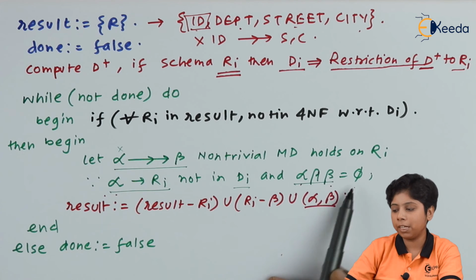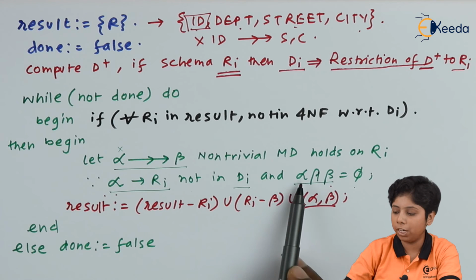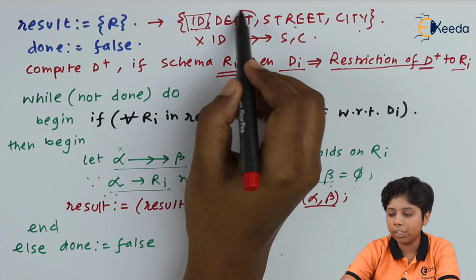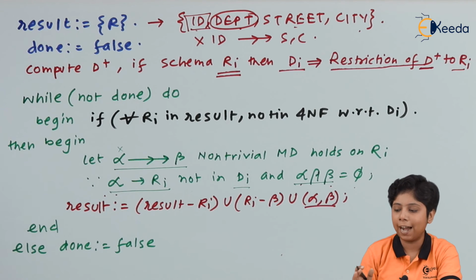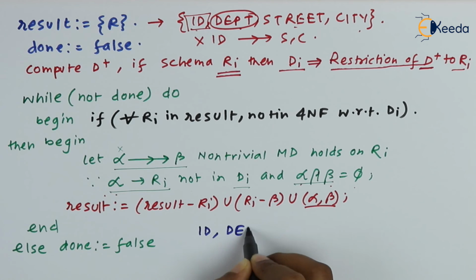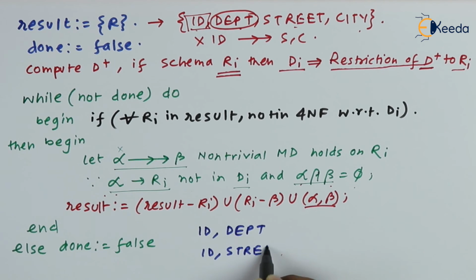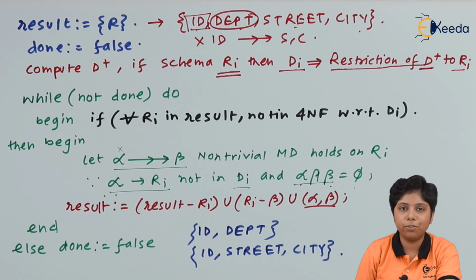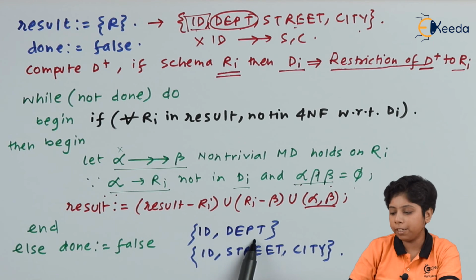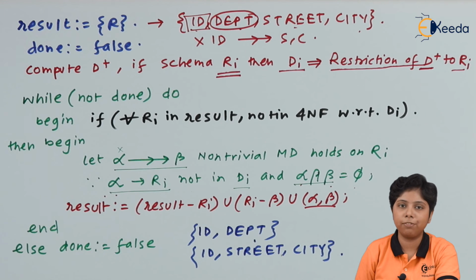And alpha intersect beta is also not null, because if we intersect alpha and beta, we will get department as a result. Now we need to decompose it. So we decompose it in such a way that ID, street and city become a part of it. So now as the result we have these two relations. In the ID, department relation, there is no such non-trivial multivalued dependency. Then the first one is just eliminated.